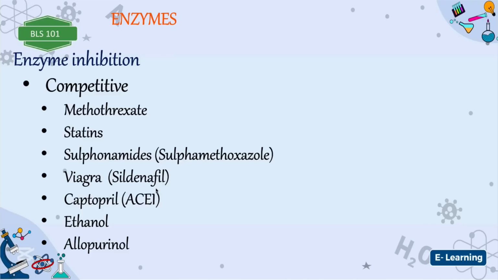Viagra, sildenafil, is an enzyme inhibitor. This one is for erectile dysfunction. Captopril, ACE inhibitor. This one, angiotensin converting enzyme inhibitor. Then we have ethanol and allopurinol. Allopurinol is used for treatment of gout. All right, and so on and so forth. There are various drugs that can be used as enzyme inhibitors.